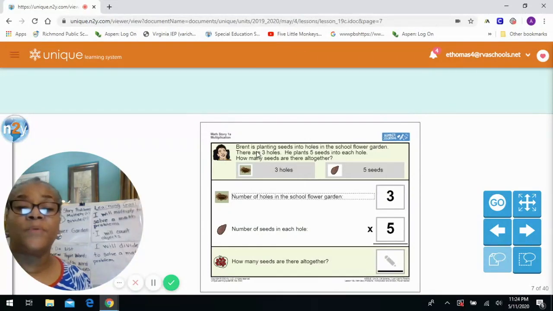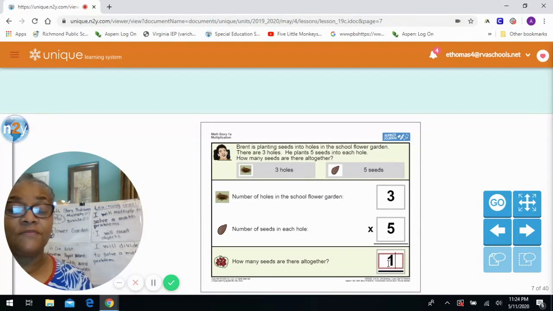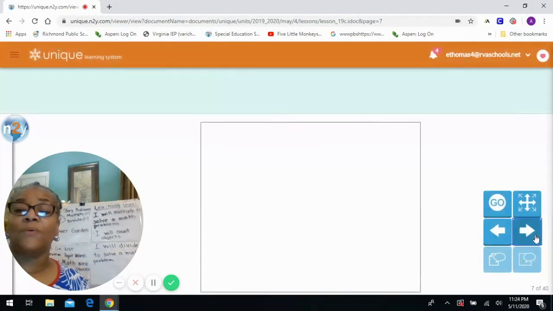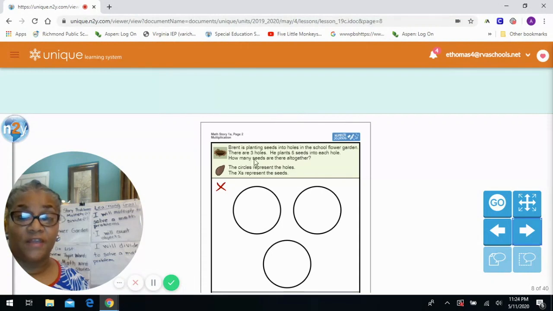Brent is planting seeds into holes in the school flower garden. There are 3 holes. He plants 5 seeds into each hole. How many seeds are there altogether? So we have 3 times 5. What is 3 times 5? Do you all know? Yes, it is 15. Very good. And if you didn't know, let's see if we can solve that.